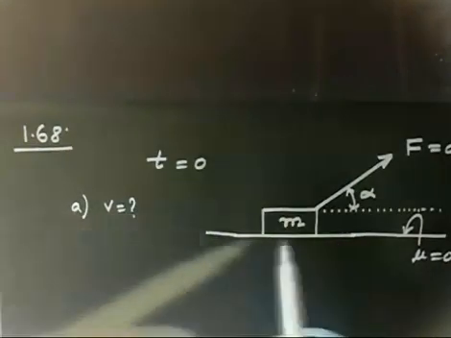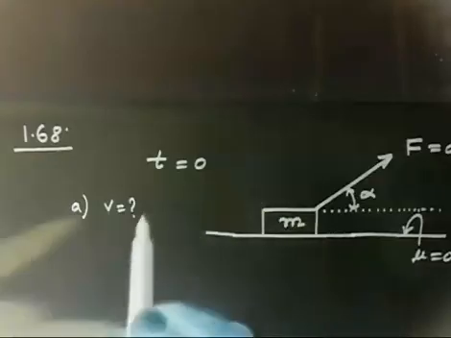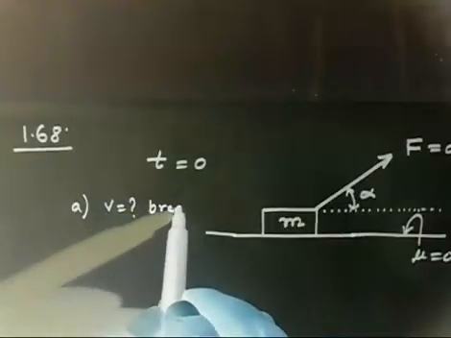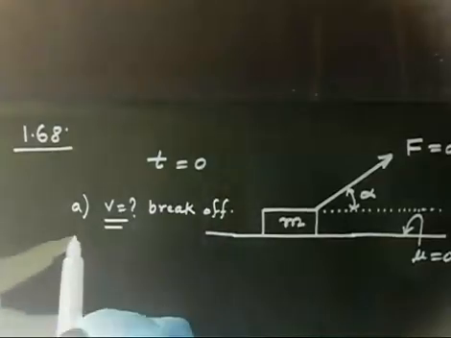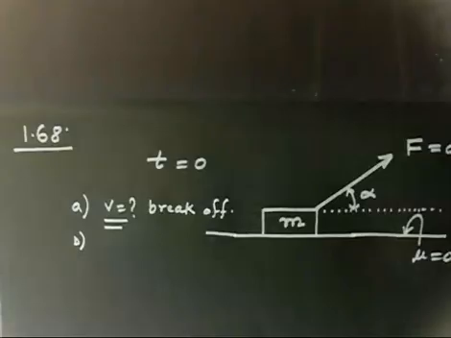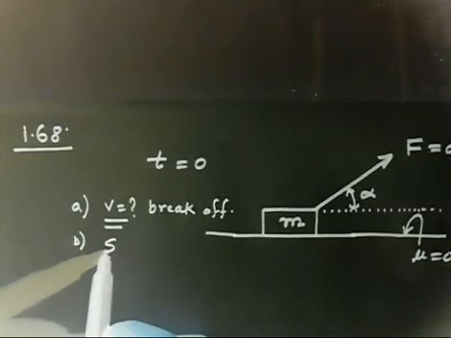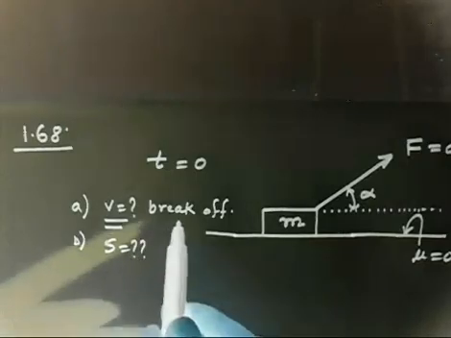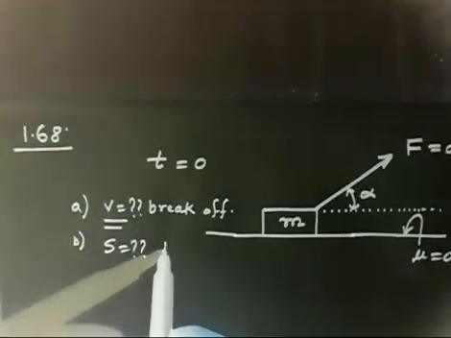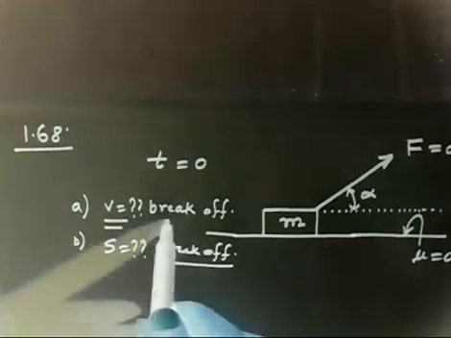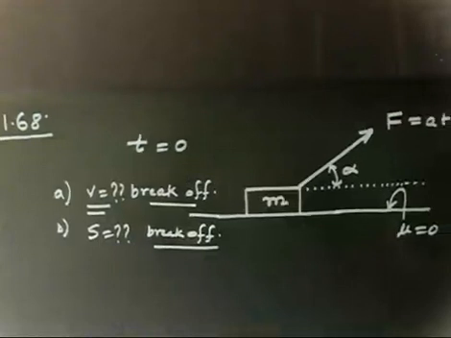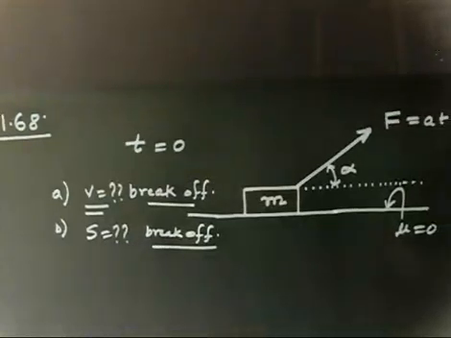So when it leaves this plane, this means breaking off. So when this object breaks off, what is the velocity? We have to find out. Next part, what is the distance traveled up to this moment? So what is the distance traveled up to this point when the breaking off happens? So we have two parts. Now I will give you a hint and then you can do this problem.